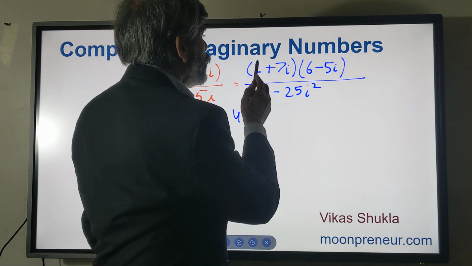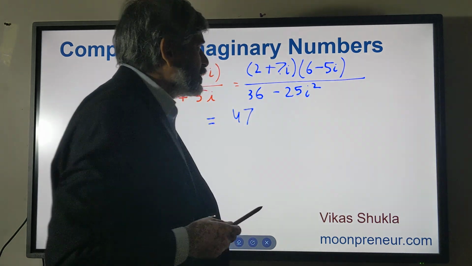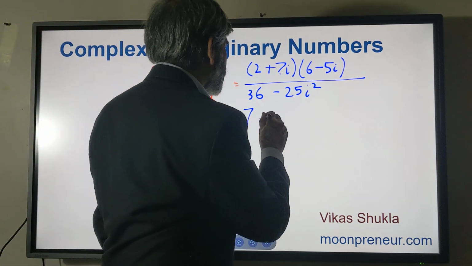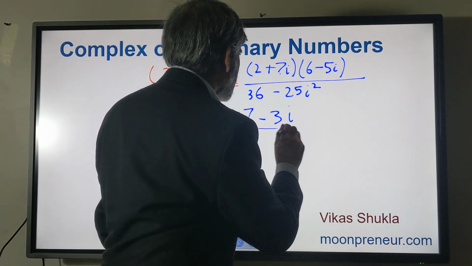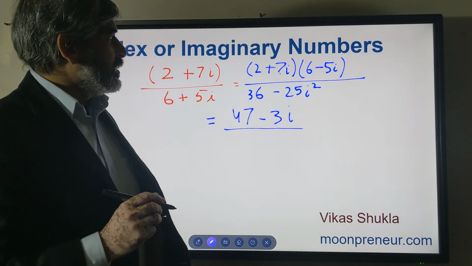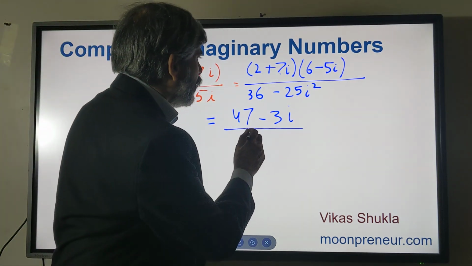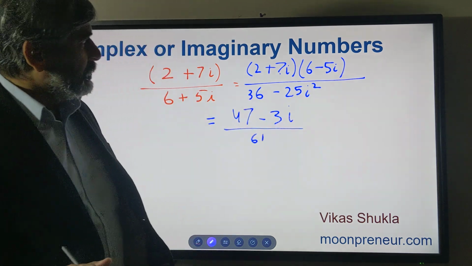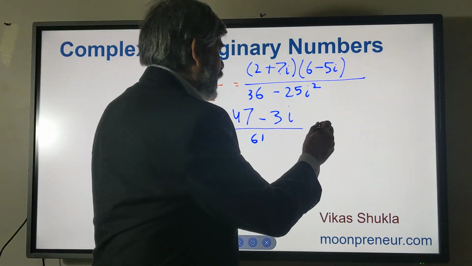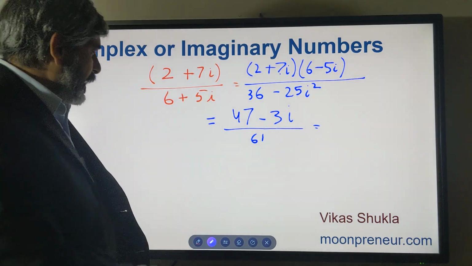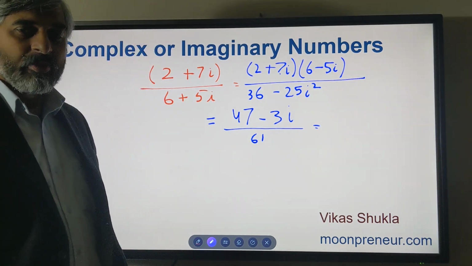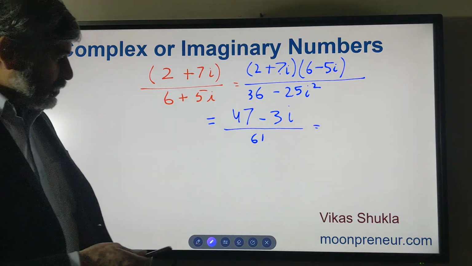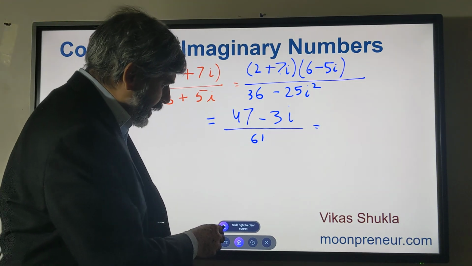And then 7i into 6 is 42i minus 10i is 32i, and this divided by 36 plus 25 is 61, if I am correct. So check my answer if I have done it or not, but I have tried to eliminate some of these steps. If you keep doing like this, you should be able to do most of the problems like this.